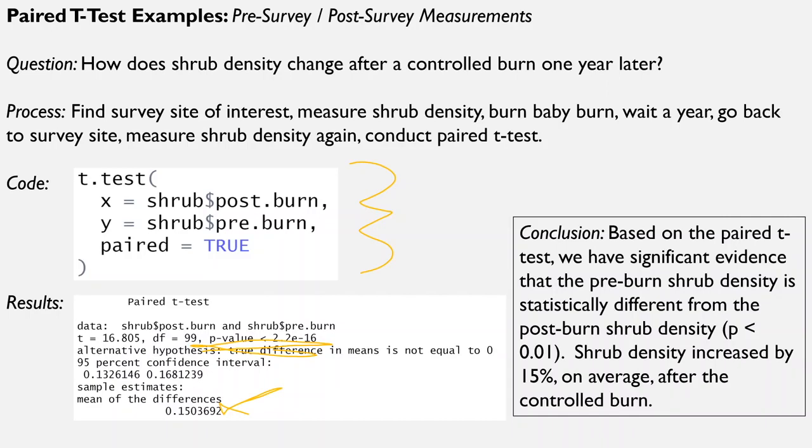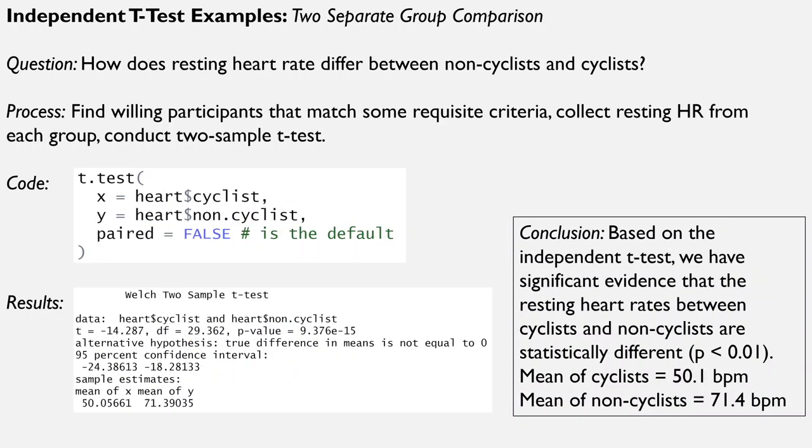Okay. What if you have 2 separate groups that you want to compare? Okay, so instead of having the same people in group A and group B, you're going to have 2 different types of people, right? In group A and group B, right? So in this case, an example would maybe be, how does resting heart rate differ between cyclists and non-cyclists? Okay, good question, genuine question, right? Something you'll see frequently in your reading, in your literature.